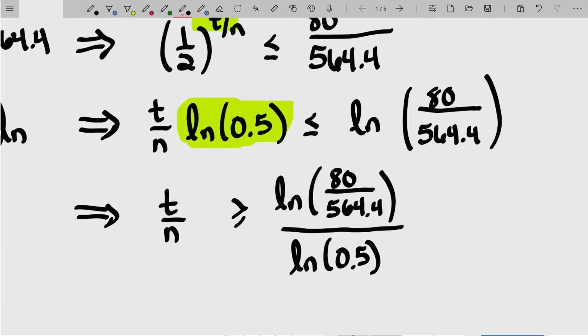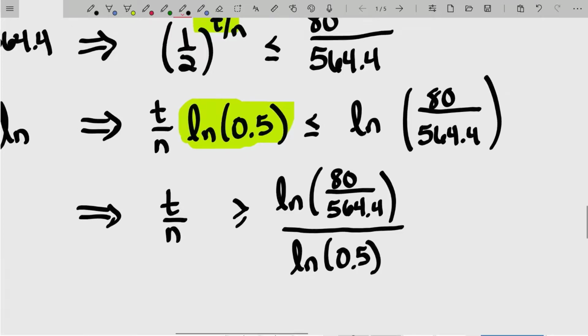We didn't have to worry about that before because we were never working with an inequality. But at this point, we know that natural log of 0.5 is negative. And so when you divide both sides by that, the inequality has to flip. And then we're going to multiply both sides by n.